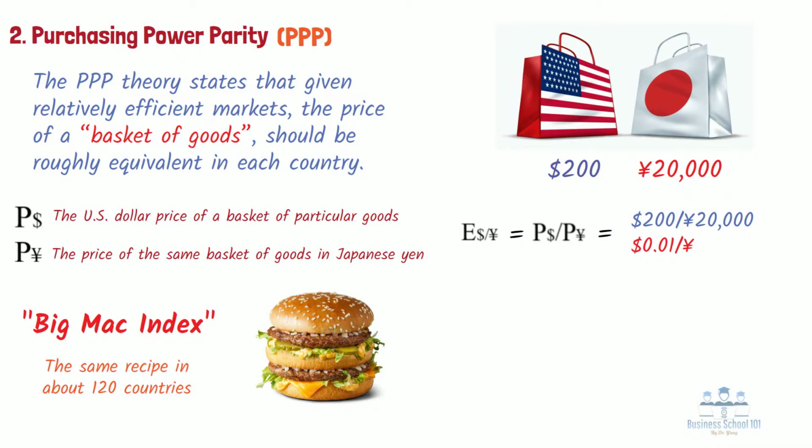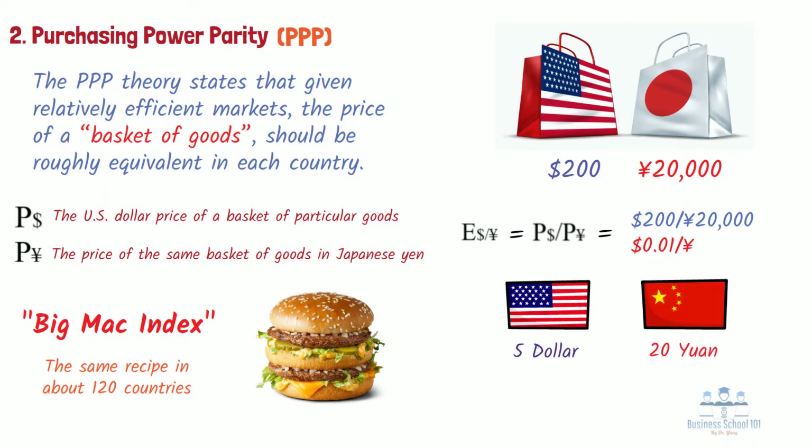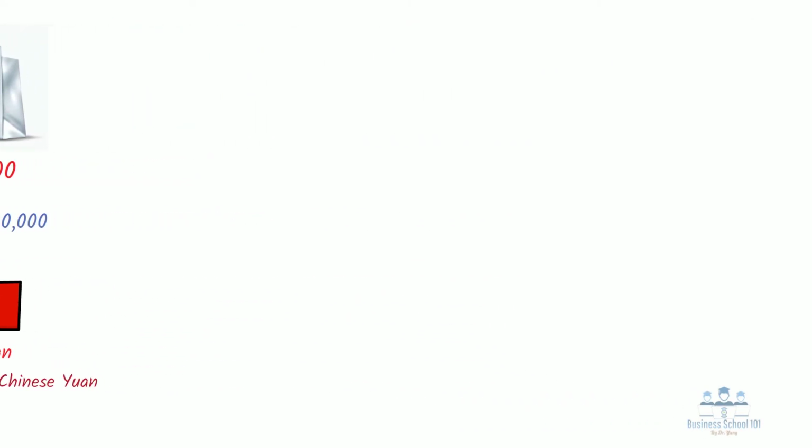If they are not, it implies that the currency is either overvalued against the dollar or undervalued. For example, if the average price of a Big Mac in the United States was $5 while it was 20 yuan in China, the PPP theory suggests that the exchange rate should be $1 to 4 yuan. Therefore, if $1 is worth more than 4 yuan in the foreign exchange market, it suggests that the Chinese yuan is undervalued against the US dollar.